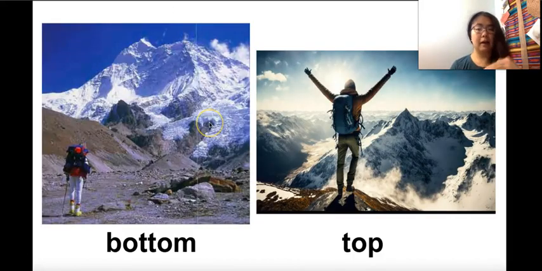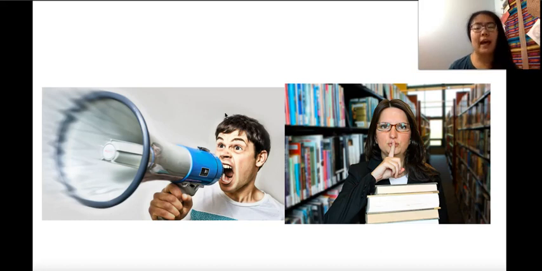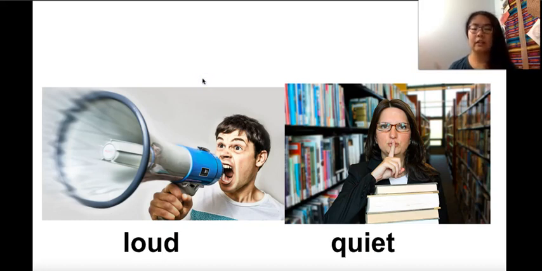So we have bottom and top, right? This man is at the bottom of the mountain, and this man is at the top of the mountain. Right, so he starts at the bottom, he ends at the top. Well, he technically ends at the bottom because he has to go back down, but moving on. So we have loud and quiet. Loud and quiet.